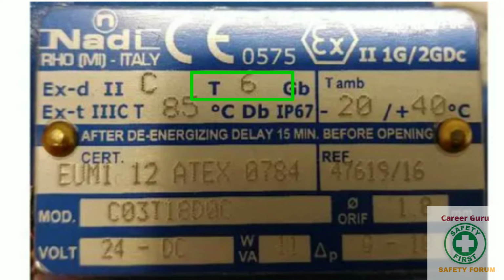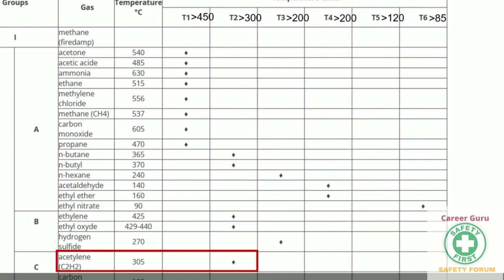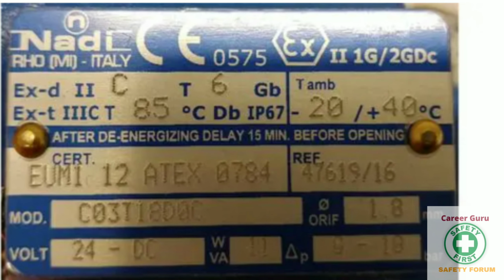Now what is T6? T6 is the temperature class. So again, for temperature class you can refer to this chart, and you can see T6, which means temperature is greater than 85. Okay, so guys, I hope this is very clear to you, right? Now you don't even need to know all the readings in this. Okay, now we will see this next section. So we have seen what is EXD 2C.